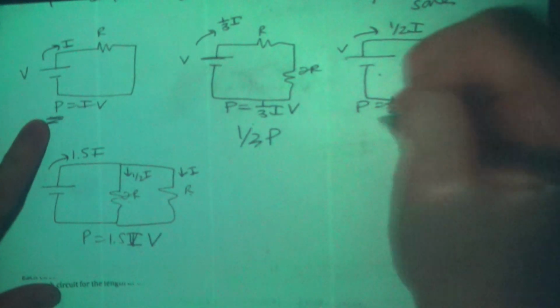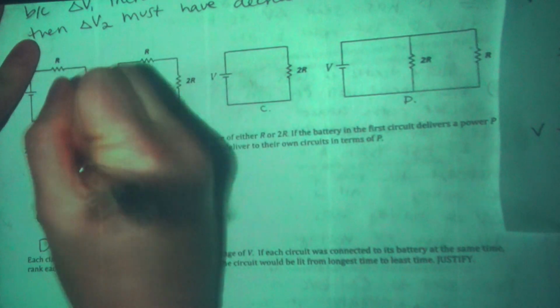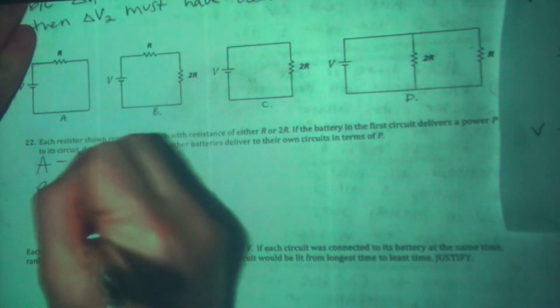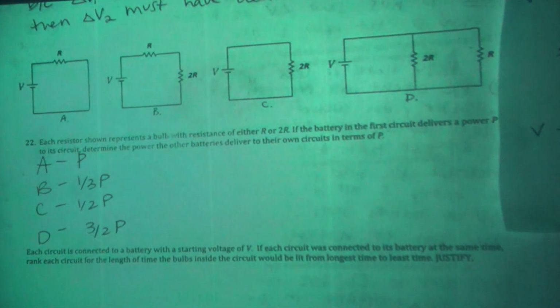Original one P, that means this is 1/3 of the P. That makes this one half of the original power, and this one 1.5 or 3/2 of the original power. So A, B, C, D. A would be P, B we just said was 1/3 the power of A, this one is half the power of A, and this one is 3/2 or 1.5 the original power of A.